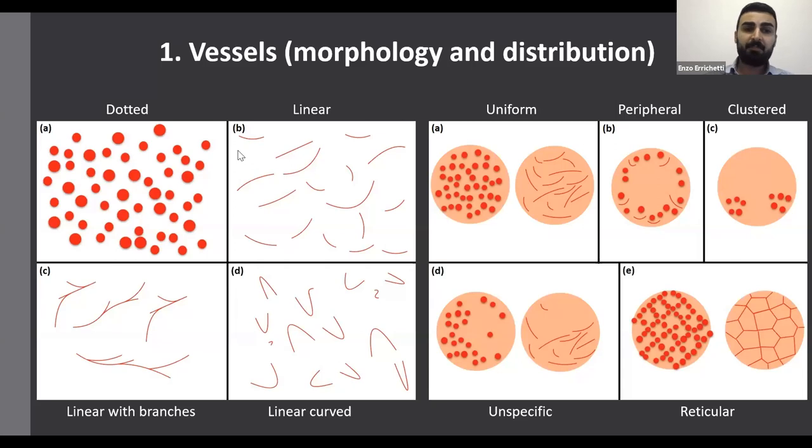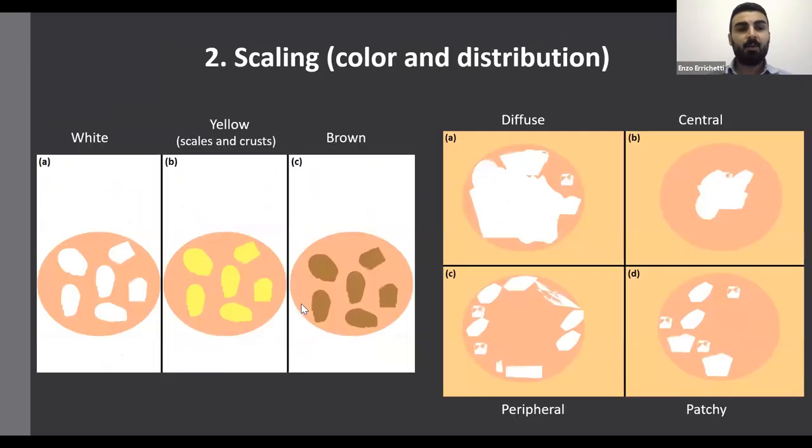Morphology, we have four types of morphologies: dotted vessels, linear with branches vessels, and linear curved vessels. We also have five distribution patterns: uniform, peripheral, clustered, unspecific, and reticular. Scaling, we have three colors: white, yellow, and brown. And we have four distribution patterns: diffuse scaling, central scaling, peripheral scaling, and patchy scaling.